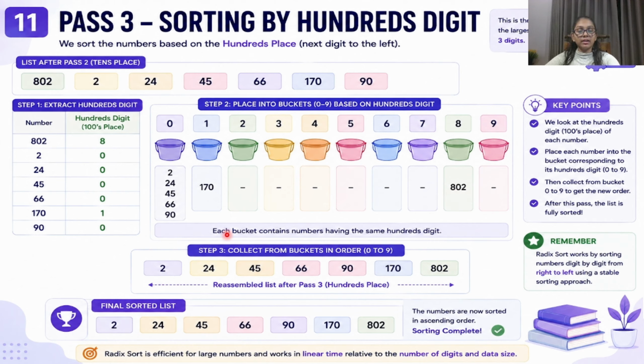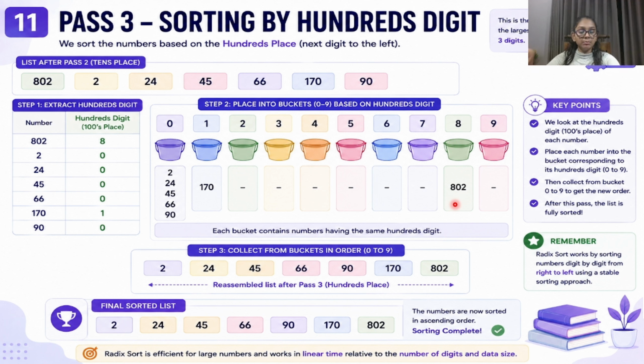Now we collect the buckets in order. First comes bucket 0: 2, 25, 45, 66, 90, and then bucket 1: 170, and finally bucket 8: 802. So our final sorted list is 2, 25, 45, 66, 90, 170, and 802. And there we have it.